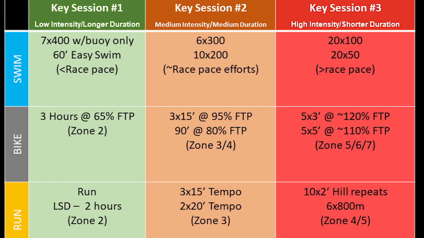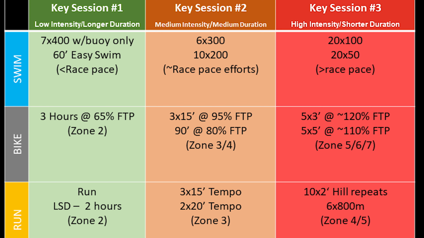Key session number 2 for the run. This is what we call tempo repeats. It's going to be around half marathon pace for a few of you, but it could be intervals like 2 by 20s, 3 by 10, 3 by 15, again, depending on your fitness level and what your goals are.